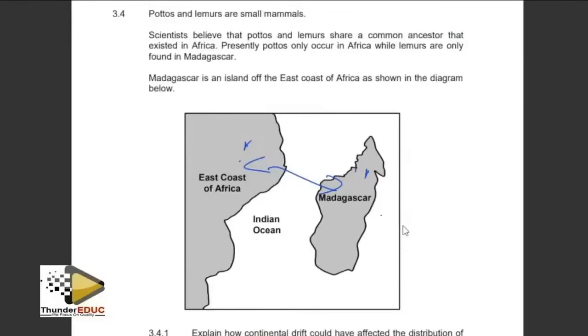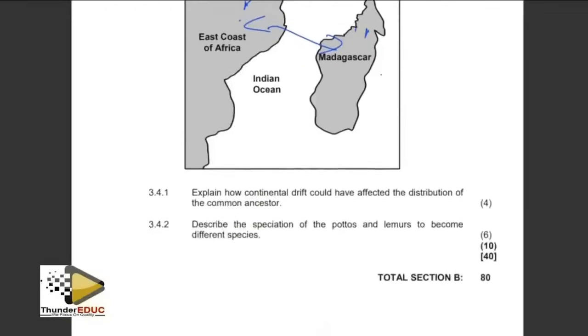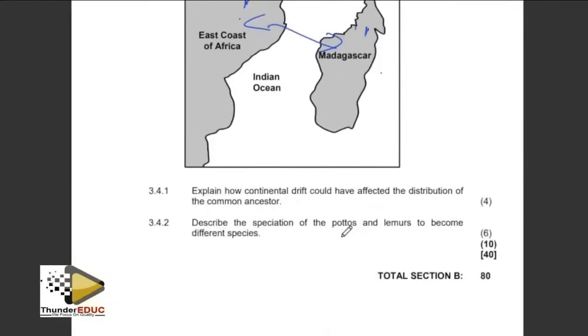Different environmental conditions, therefore natural selection occurred differently, whereby they became genotypically and phenotypically different. And if you remove the river, if you remove the ocean, they cannot mix to interbreed. Therefore, they formed two new species of Poto and Lemas. You can only talk about these two new species.